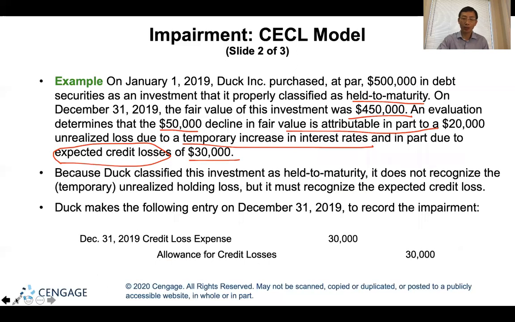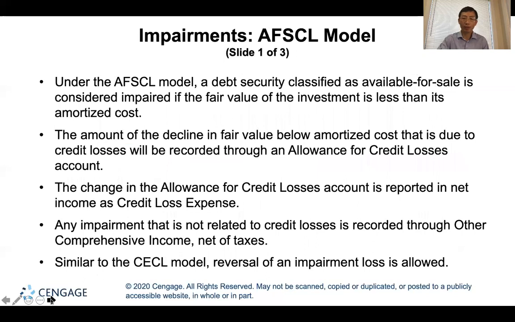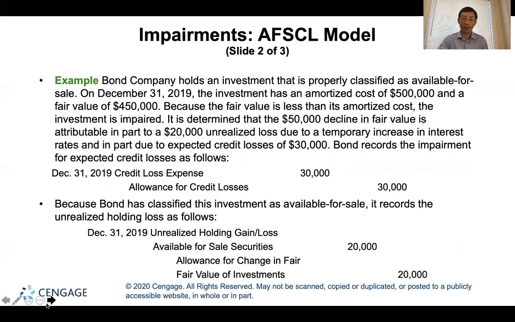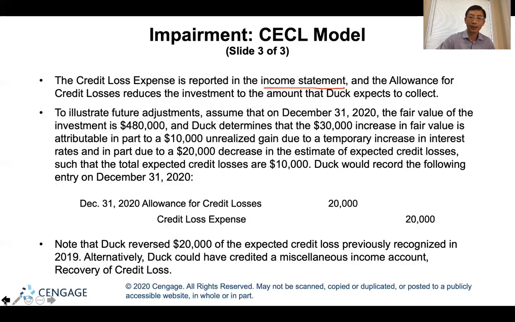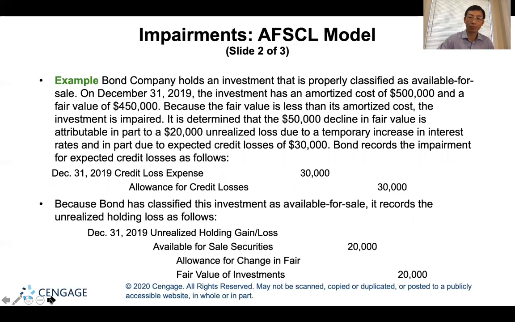Okay, so that's for the held to maturity security, the impairment. And the same reasoning applies to the available for sale security impairment. Same accounting treatment for the fair value decrease because of credit loss. You need to digest this, because the accounting mechanism is totally the same as CECL, so it's unnecessary to explain again.